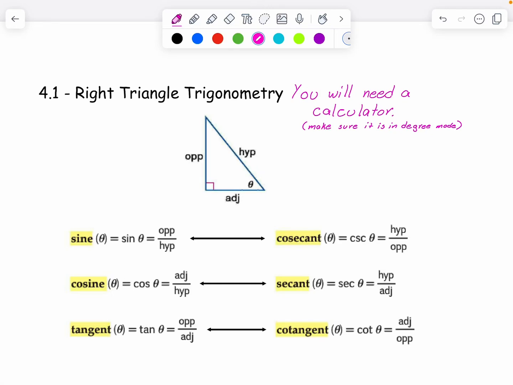All right, today we are going to start chapter 4. Now, chapter 4, we are actually going to split up into 3 parts. So for this first part, we're only going to do sections 4.1, 4.2, and 4.3. So we're going to go over 4.1 today.